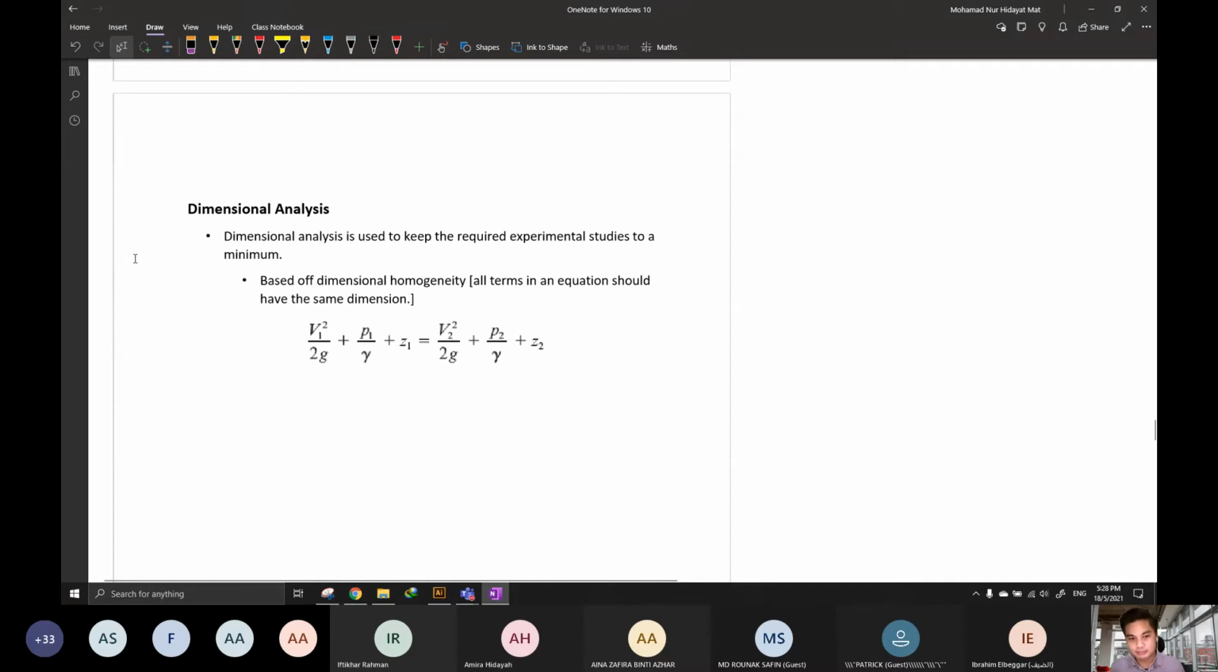Can any one of you explain what this sentence means, and also give an example? Amira, would you like to try? Aina? What is the definition of dimensional analysis? What do you understand?